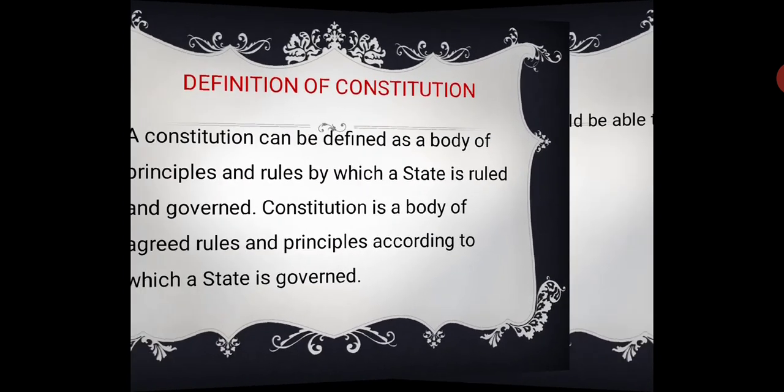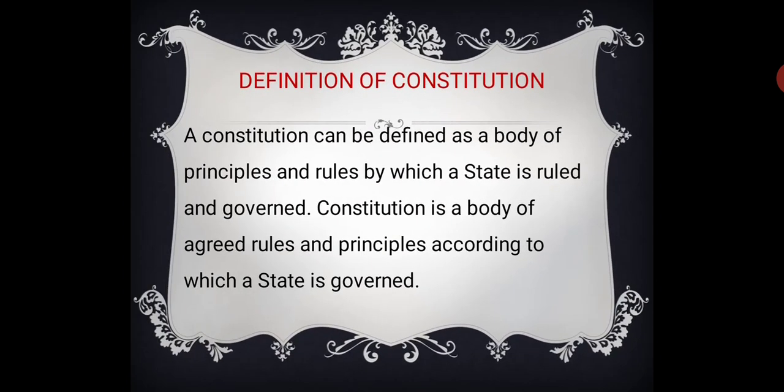Now let's go to the number one objective, which is the definition of Constitution. A constitution can be defined as a body of principles and rules by which a state is ruled or governed. Constitution is a body of agreed rules and principles according to which a state is governed. The constitution of a state is its supreme law, from which the powers of government are derived, and where the rights and duties of citizens of the nations are outlined.